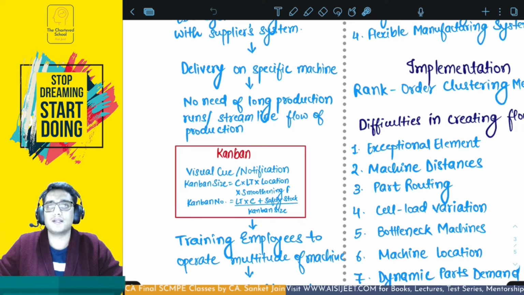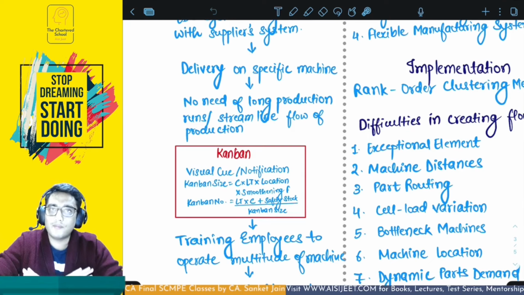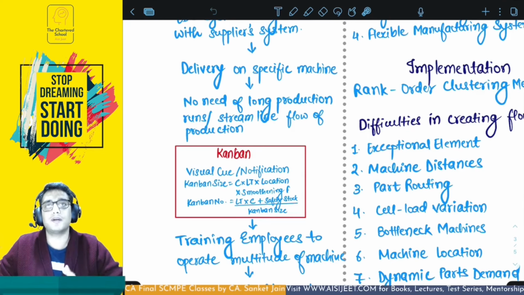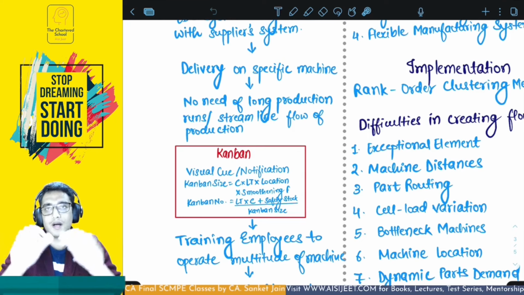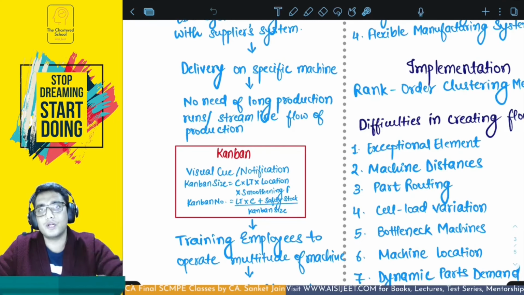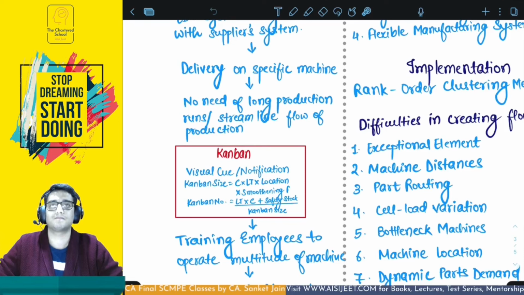Kanban size is the number of units that are held by a Kanban. Kanban is what? Kanban is a box. For our understanding. For your understanding also, you have to keep it simple. You have to understand it like this only. Understand Kanban number as the number of boxes. Understand Kanban size as the number of units placed in one box.